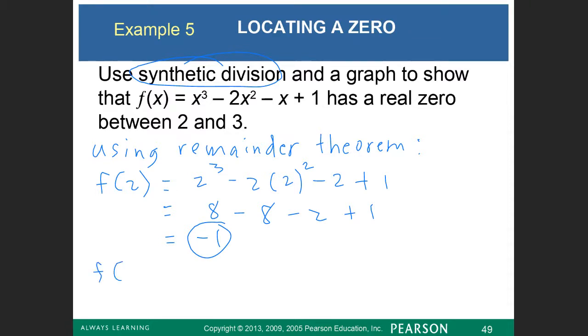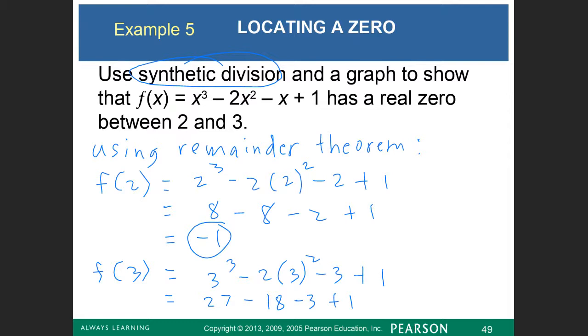So f of 3 equals, we're plugging in 3 now instead of 2 to test. So again, we're after the sign only here. So 3 to the power of 3 minus 2 times 3 to the power of 2 minus 3 plus 1. Okay, and then evaluate. You have 3 times 3 times 3, that would be 27 here, minus, you have 3 to the power of 2, 9 times 2, 18, minus 3 plus 1.